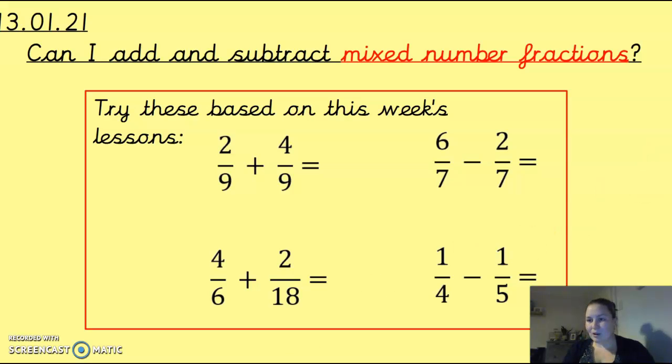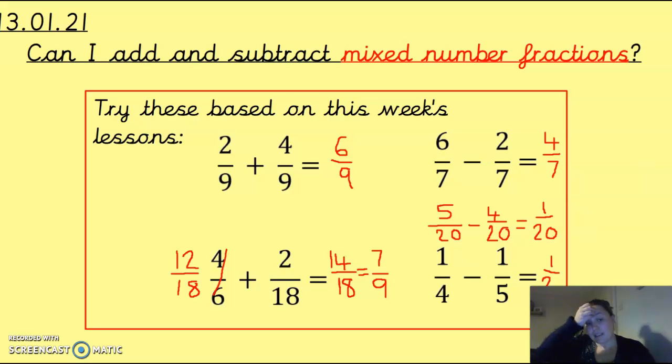Okay, let's look at your answers then. So these are the answers that we should have got. The top 2 were quite straightforward in that they had the same denominator, and for the bottom 2 you would have had to change the denominator so that they were the same, looking at those common denominators. I've made a little error there, and I just put 1/2 instead of 1/20. Missed off my 0, but that's very important because it's a completely different answer. So well done if you got those right.